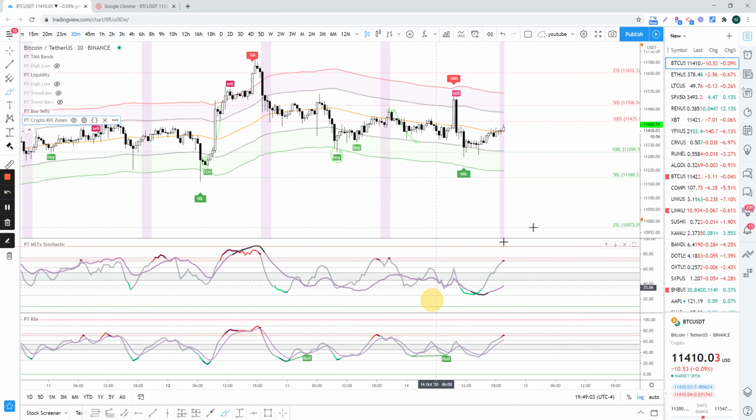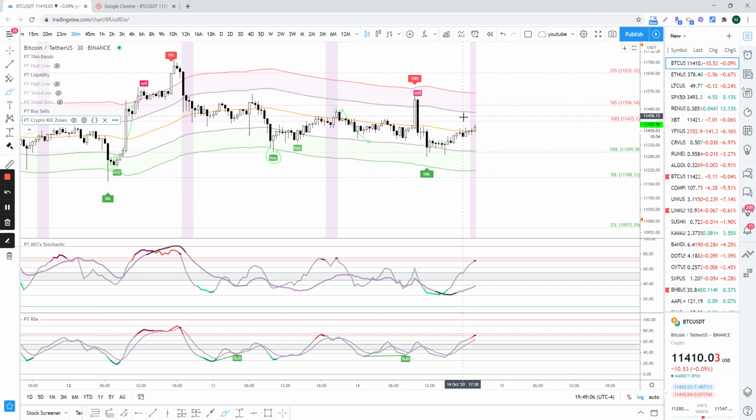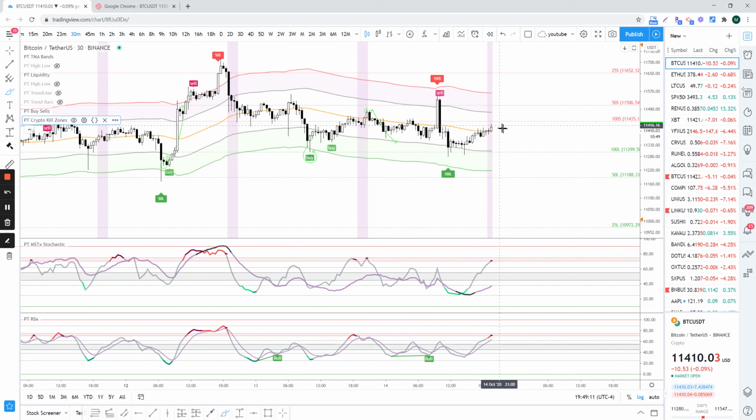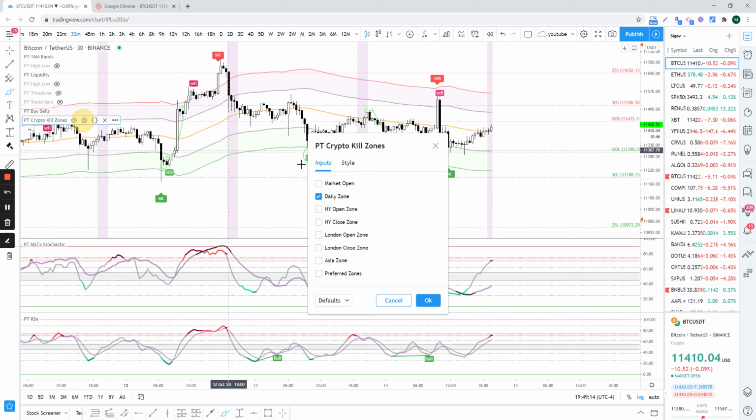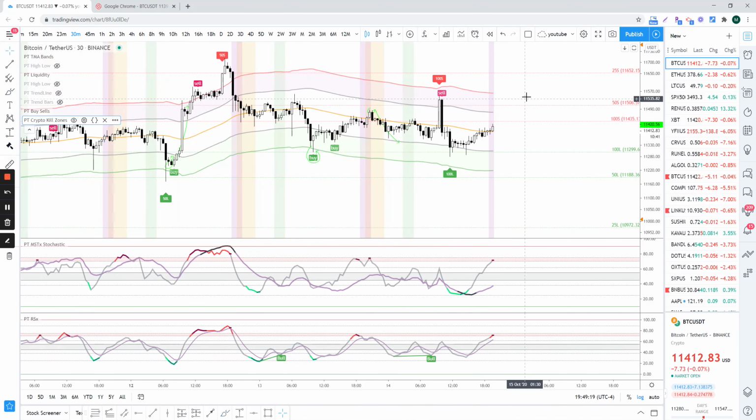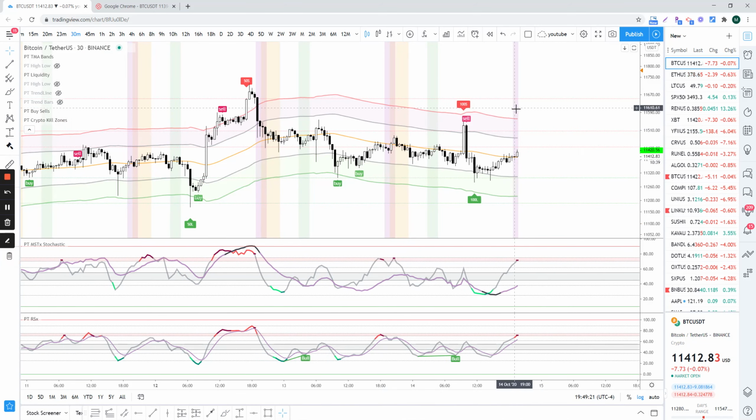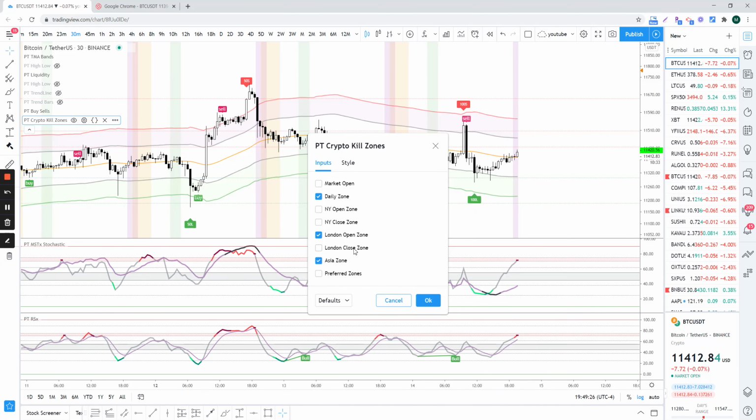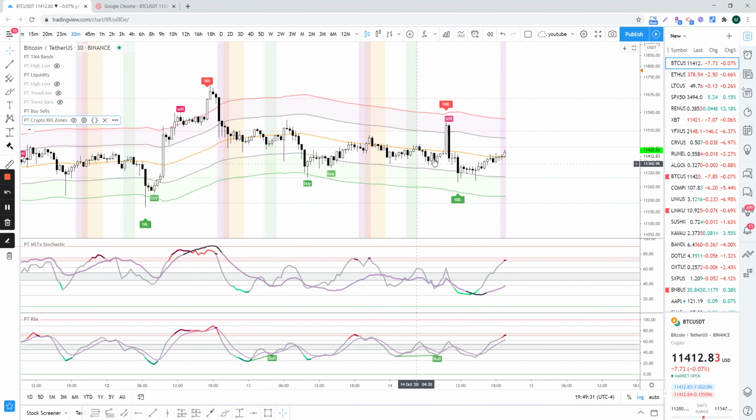For example, right now the daily candle should close in about 10 minutes, and we already got a pump. So I'm assuming this is going to get sold off. London's not going to keep this open. By tonight, London's going to sell us off. Right now, these are the only kill zones you want open: the daily, London, and Asia. Everything else is not valid, because London close is tomorrow morning, and New York open and close are tomorrow morning. So if you're trading throughout the night, all you need is these three. London is green, the daily is purple, Asia is orange.